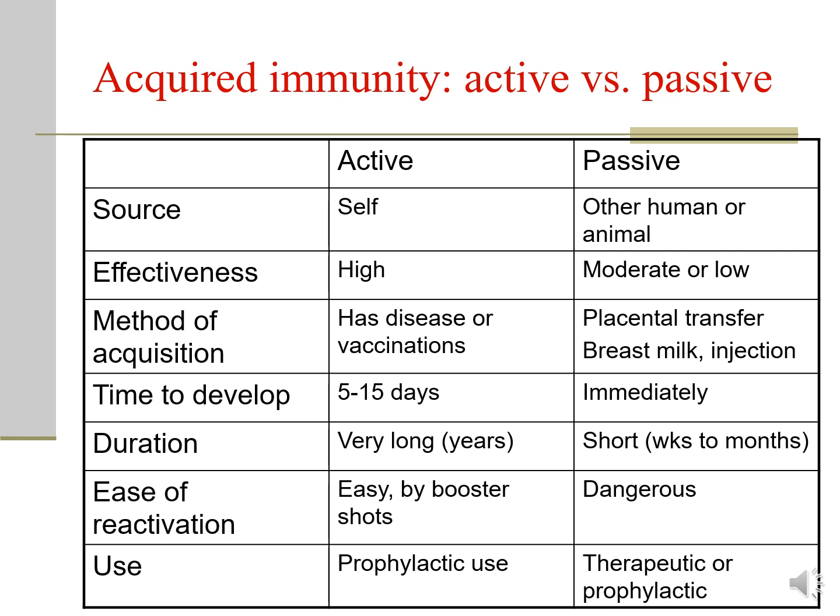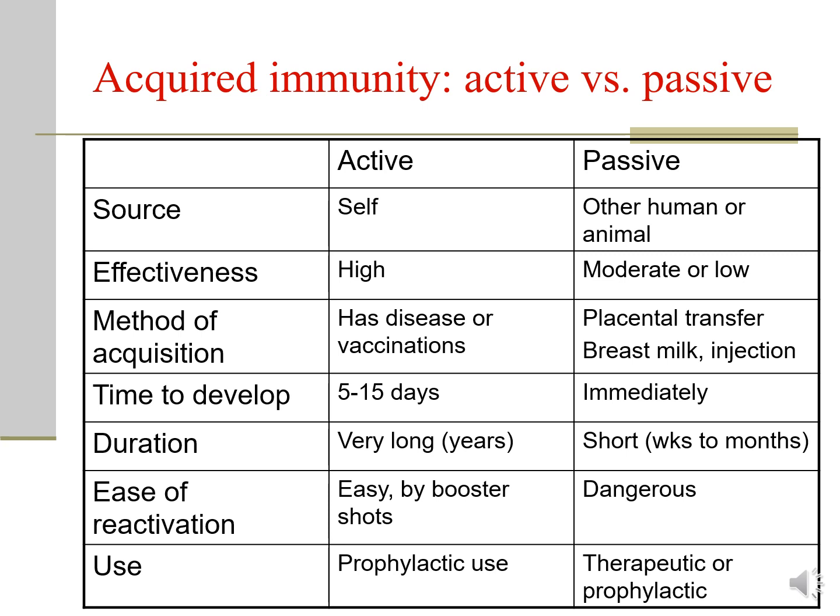Passive acquired immunity, the source is another human or animal. So in other words, you got IgG from mom that crossed the placenta, or you got IgA from breast milk, or you got an injection of gamma globulin. The effectiveness is moderate to low. And again, the method of acquisition is either placental transfer, breast milk, or an injection of gamma globulin. The time to develop is immediately, but the duration is short. You're only immune for weeks to months.